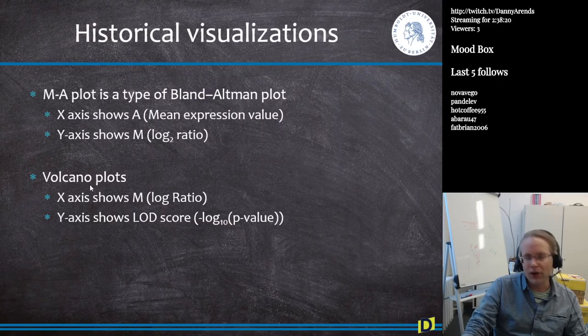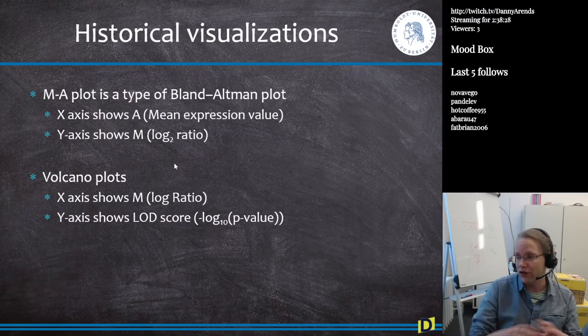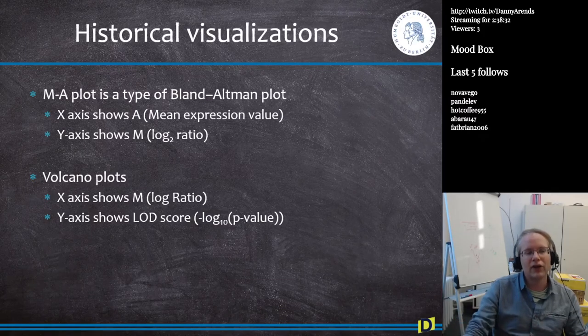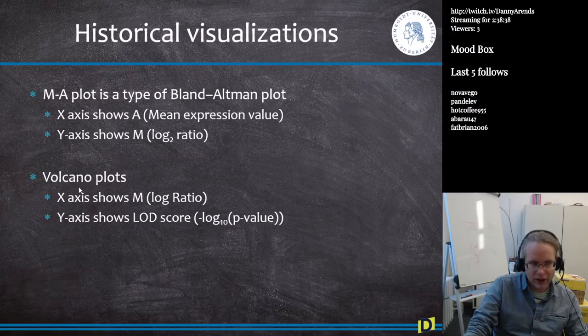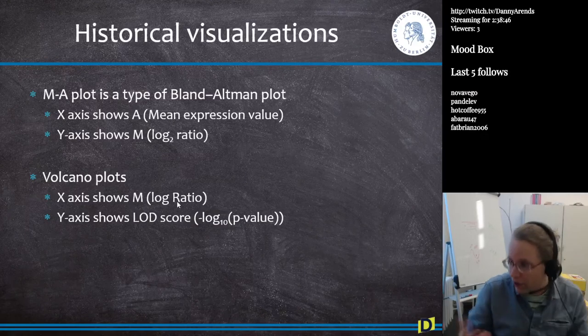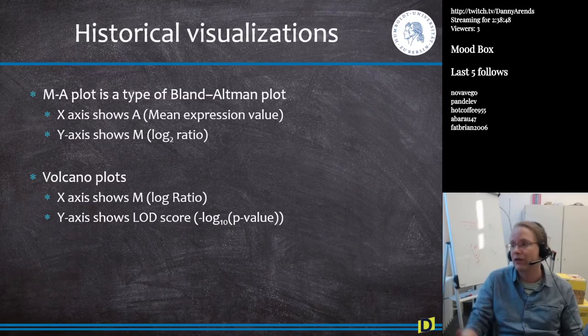The volcano plot tries to visualize the same thing. So the x-axis shows M, which is the log ratio, so the difference between the 2 groups that you are comparing. The volcano plot puts the y-axis of the MA plot on the x-axis, and then on the y-axis we show the log score. So it is the significance, right? So it's the minus log 10 of the significance.